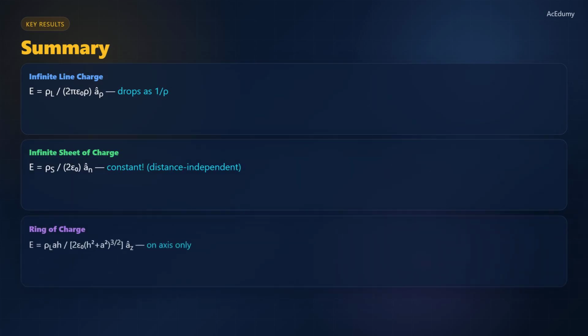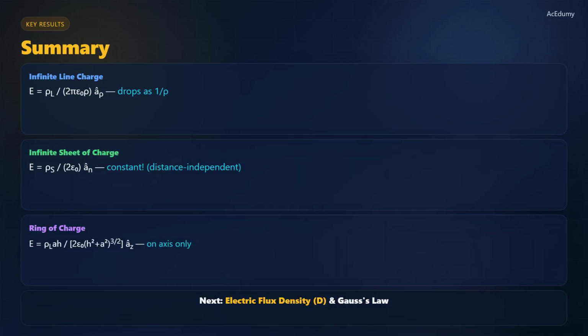Let's recap the three key results from today. An infinite line charge produces a field that drops off as 1 over ρ. E equals ρL over 2πε0ρ. An infinite sheet of charge produces a constant field. E equals ρS over 2ε0. And a charged ring produces a field along its axis. E equals ρL a h over 2ε0 times (h squared plus a squared) to the 3/2. The common technique in all three: exploit symmetry to identify which components cancel, then integrate what remains.